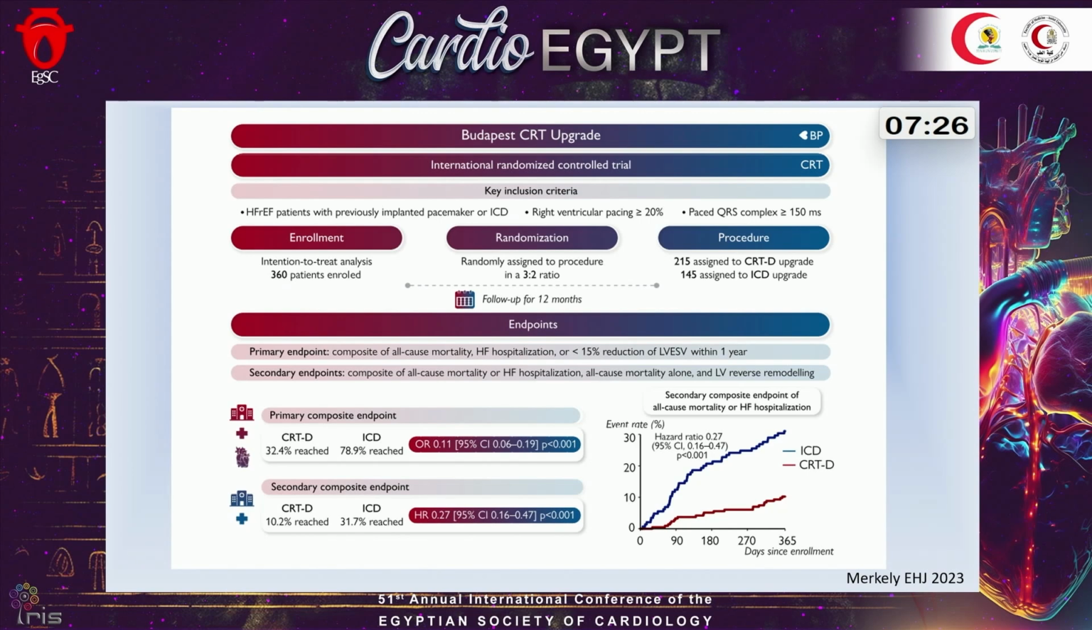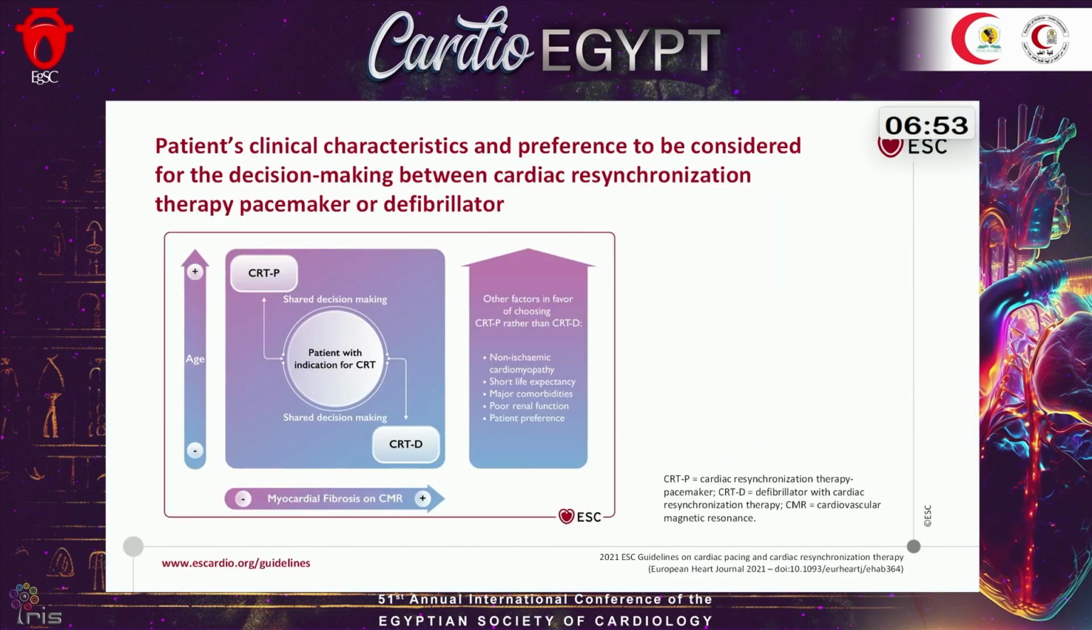Last year, we finished a study that was initiated in Hungary, the Budapest CRT Upgrade. Some of you know this. It shows that in patients with a high rate of ventricular pacing who have an ICD and pacing-induced cardiomyopathy, the upgrade to CRTD has a huge benefit, which is not a big surprise, but we could prove it really nicely in a randomized study. So adding CRTD to ICD in these patients is an important option.